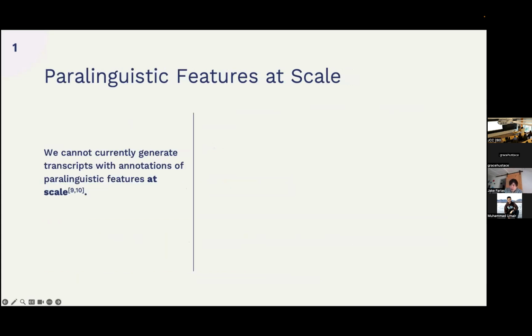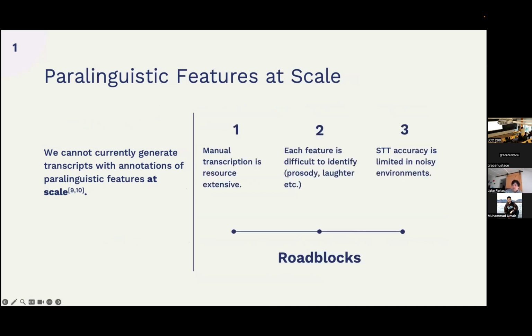So what we currently do not have are transcripts that annotate paralinguistic features of conversation, and we don't have the ability to do this at scale. And there's a number of roadblocks that prevent us from doing this. The first is that manual transcription in this specialized format is really difficult to do, and it requires experts and a lot of time. The general rule is that 1 hour of audio to transcribe in this format takes 15 to 20 hours to do by hand. So we can't generate data that way.